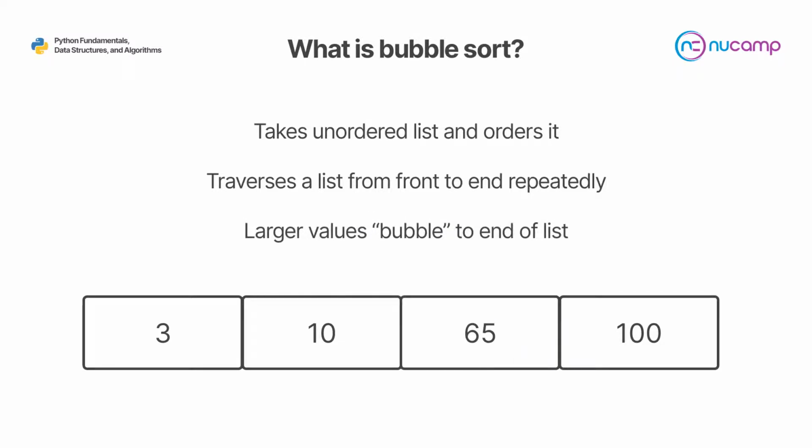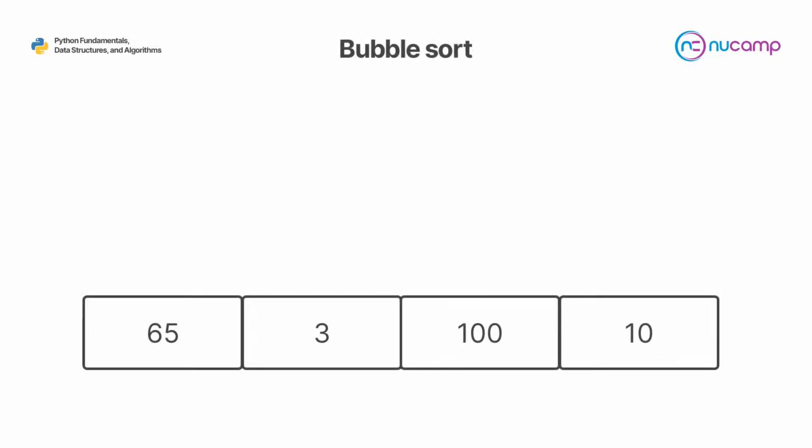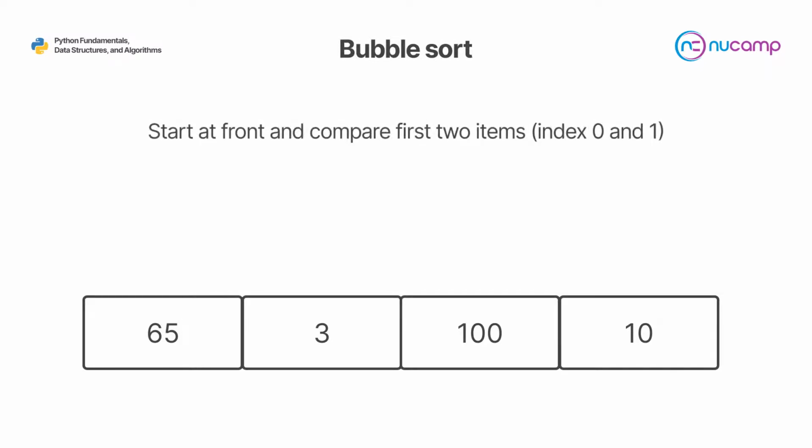The algorithm is called bubble sort because the largest value will bubble up to the end of the list. Let's look at an example on how this algorithm works when sorting in numerically ascending order. Here we have an unsorted list of 4 items. The algorithm begins by looking at the first 2 items in the list at the 0 and 1 index positions and checking if their values are out of order.